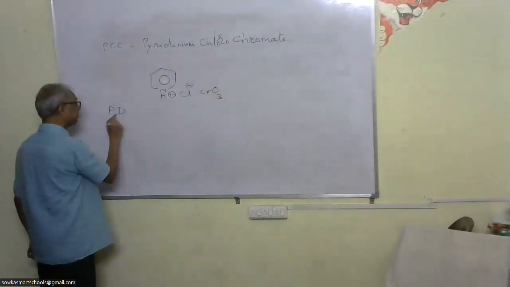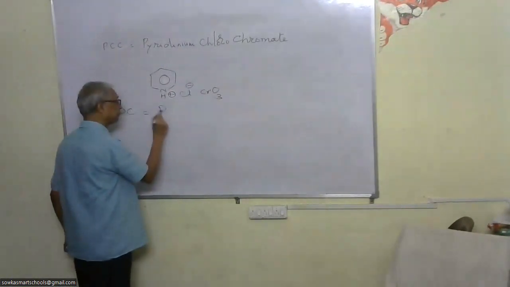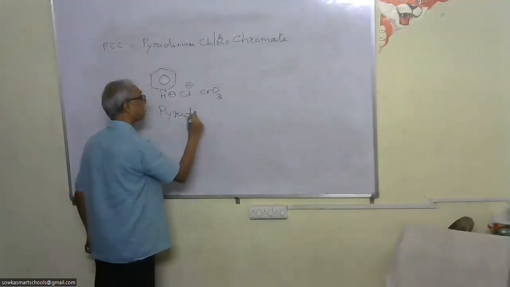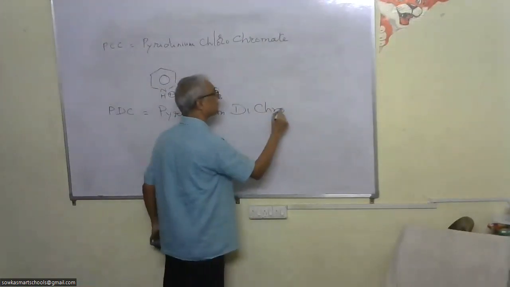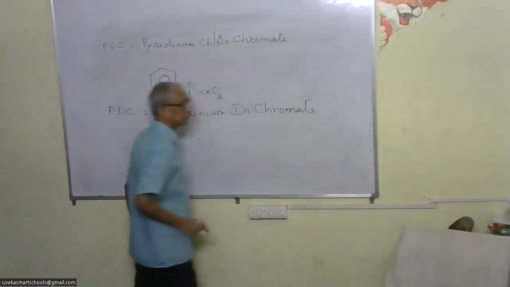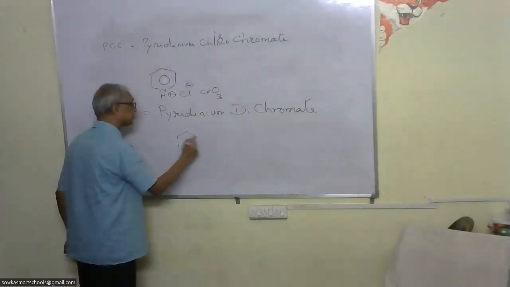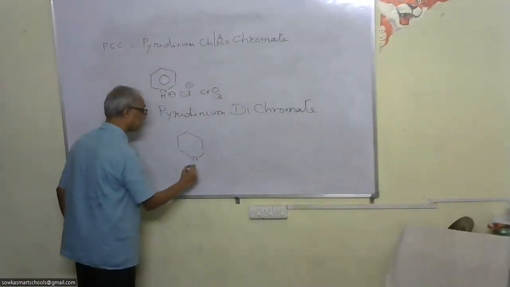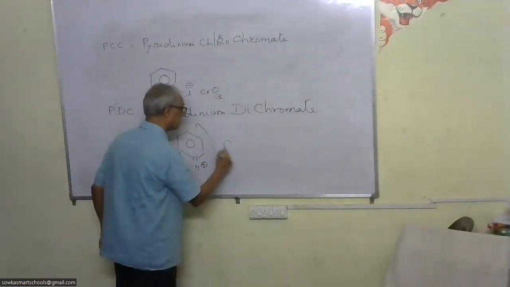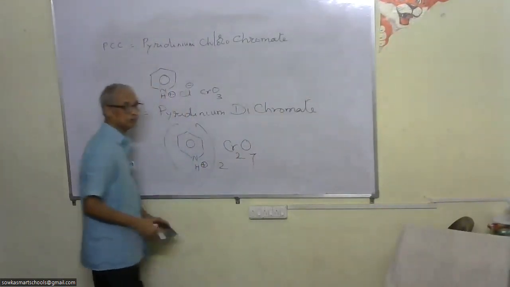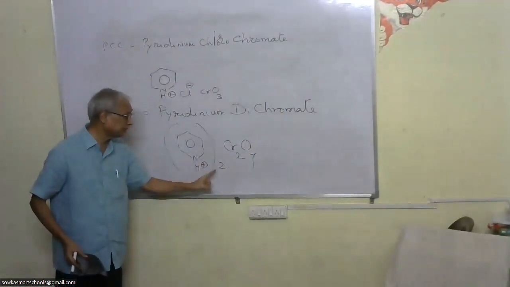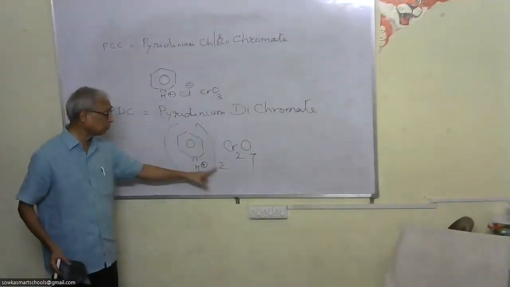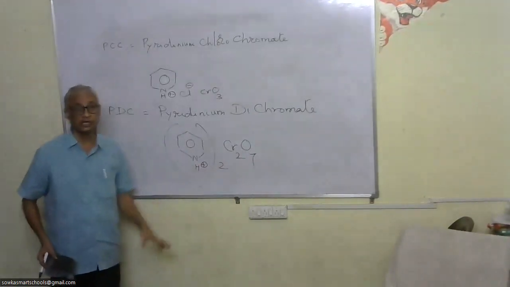Another one is PDC. PDC is pyridinium dichromate. Its structure is like this. This is the pyridinium ion and this is the dichromate ion. And the dichromate ion valence is 2. So pyridinium twice Cr2O7, that is its structure, and this is PDC.